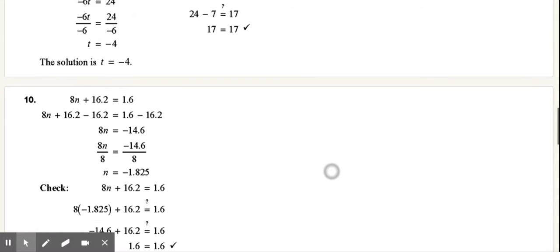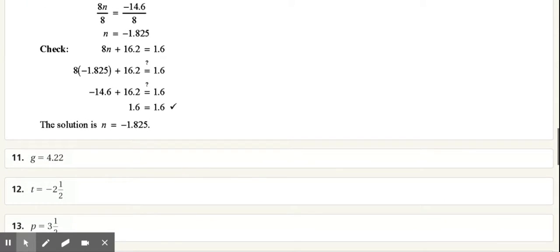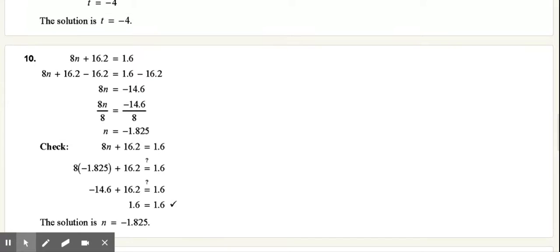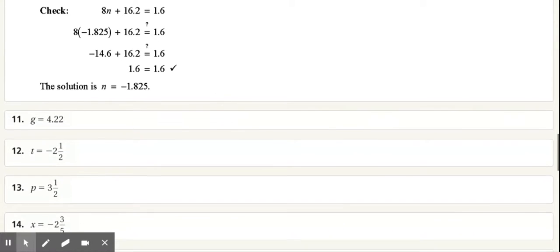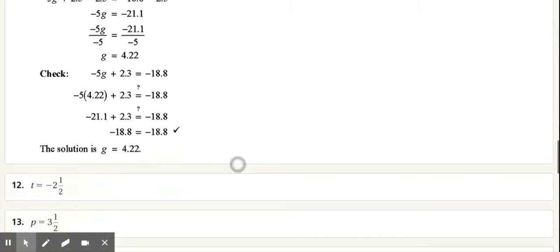Also, just to note, for example, when you get to the part where you have 8n equals -14.6 and you have to divide by 8, you can do that part in your calculator. Please do. We are past the part where you will have to be doing these longhand by paper and pencil. In fact, Mrs. Cook will expect you to do a lot of calculator work, so make sure you're using your calculator for these. Then for number 11, G is 4.22.